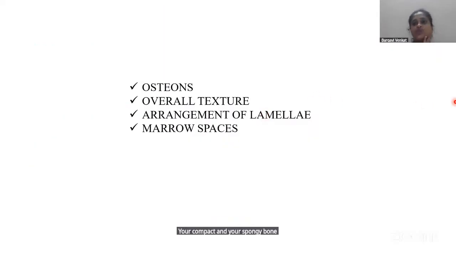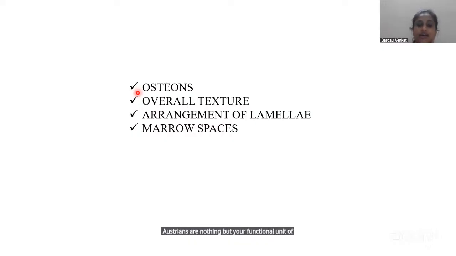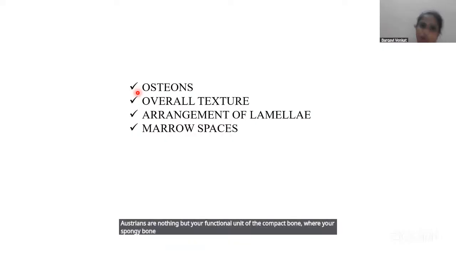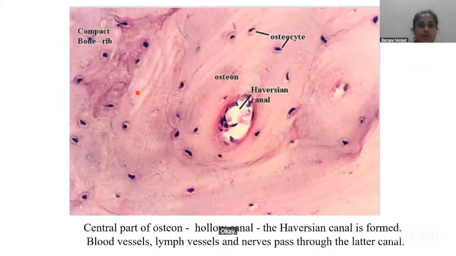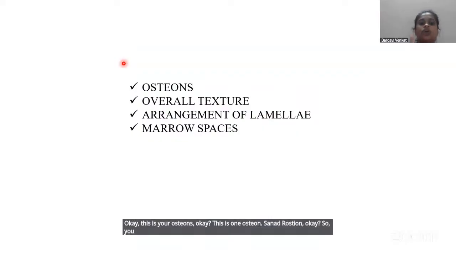Okay. So to sum up, how to identify whether the bone is spongy or compact, you have to first look for your osteons. Osteons are nothing but the functional unit of the compact bone, whereas your spongy bone does not possess any osteons. Okay. This is one osteon. It's another osteon. So you check for osteons and the overall texture.